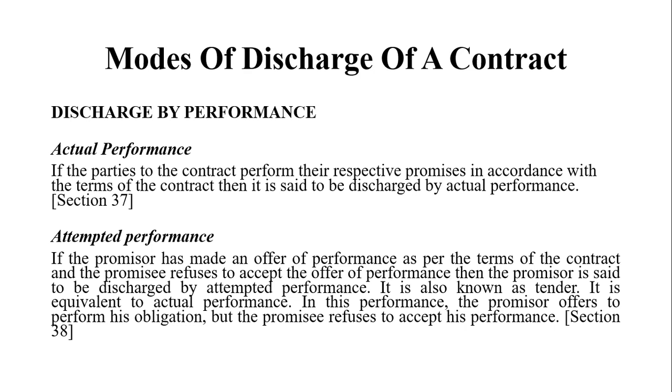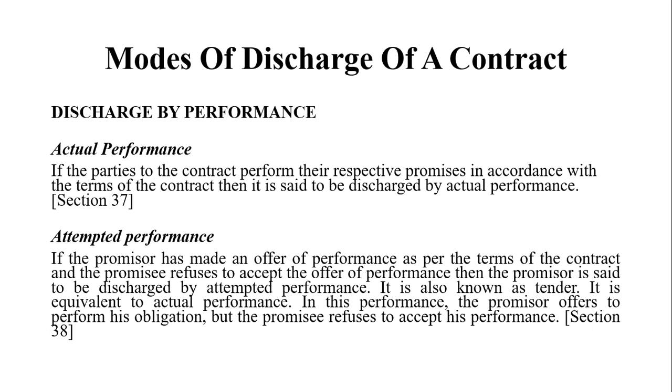In type 2, there is attempted performance. If the promisor has made an offer of performance as per the terms of the contract and the promisee refuses to accept the offer of performance, then the promisor is said to be discharged by attempted performance. It is also known as tender. So it is equivalent to actual performance. In this, the promisor offers to perform his obligation, but the promisee refuses to accept his performance, according to section 38.